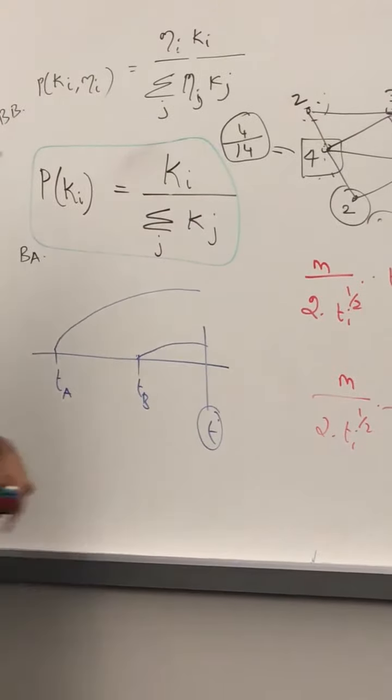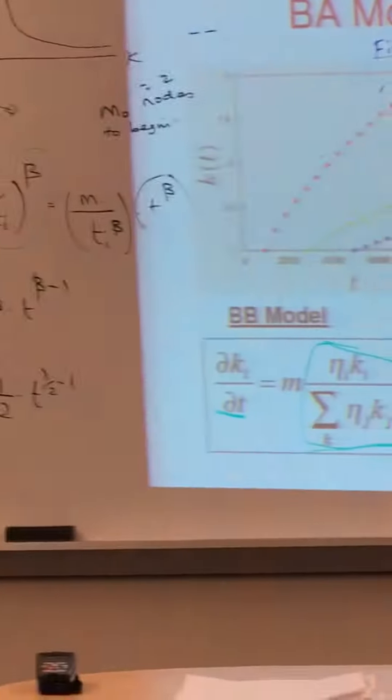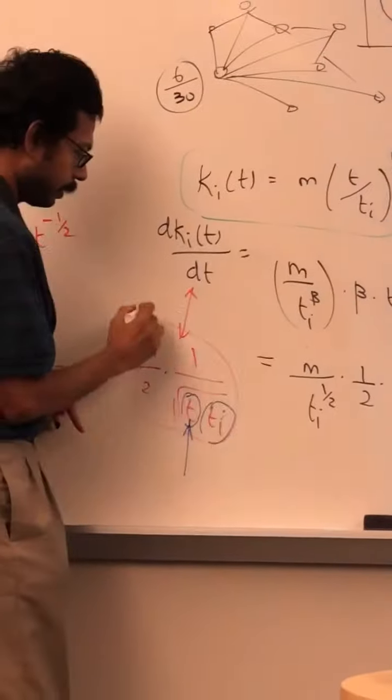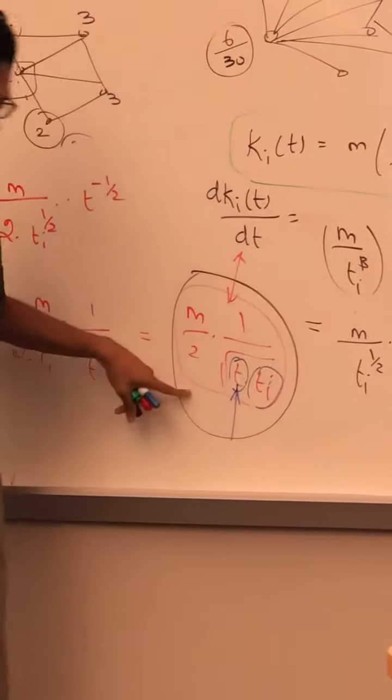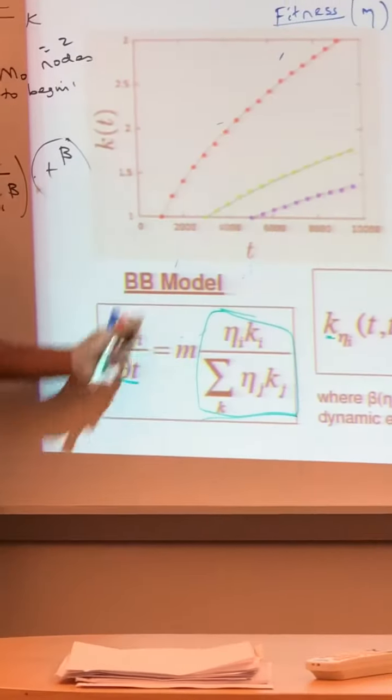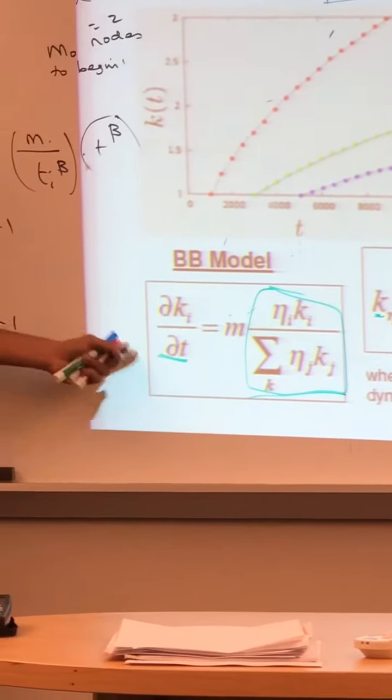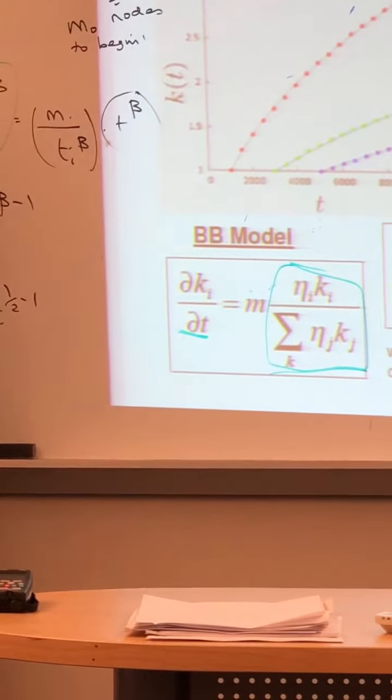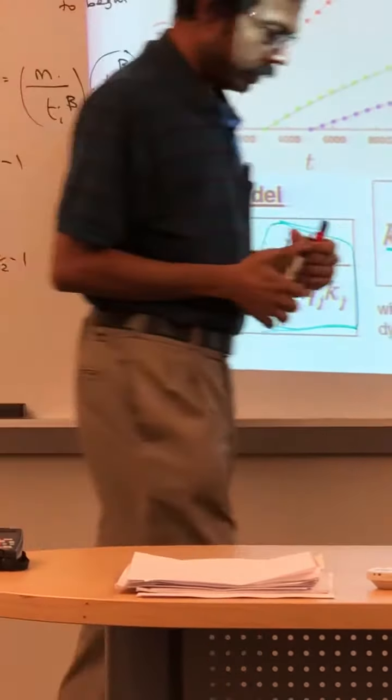Okay, and this expression dk over dt, right? So this was for the BA model, whereas this is for the BB model. Is that clear? Okay. Any question?